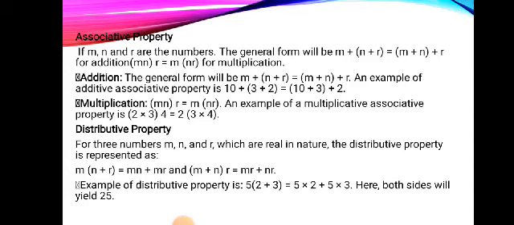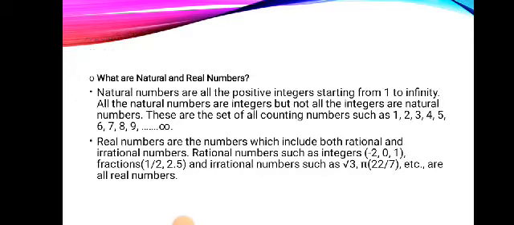Then the distributive property for three numbers M, N, and R which are real in nature. The distributive property is represented as M(N plus R) is equal to MN plus MR, and (M plus N)R is equal to MR plus NR. Example of distributive property: 5(2 plus 3) is equal to 5 times 2 plus 5 times 3. Here both sides will yield 25.